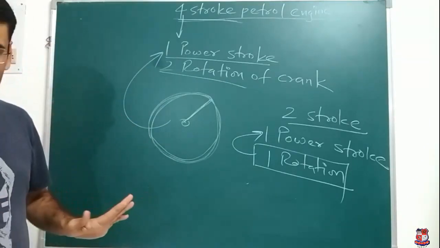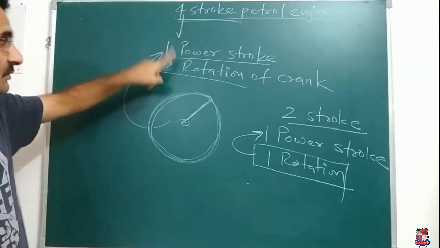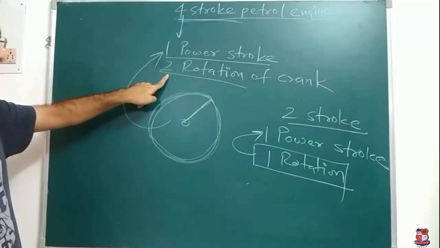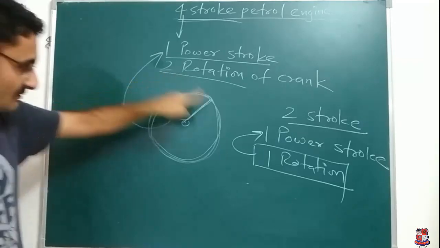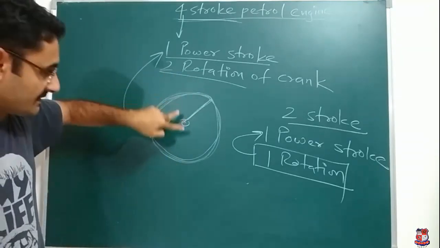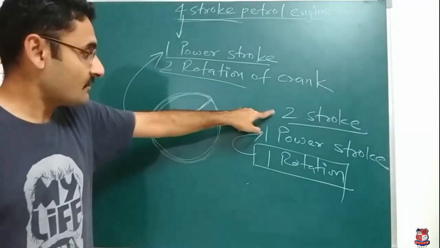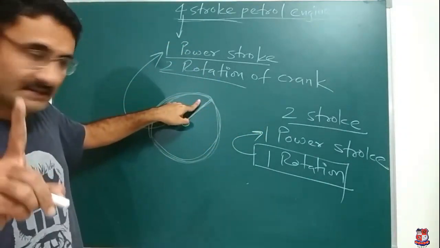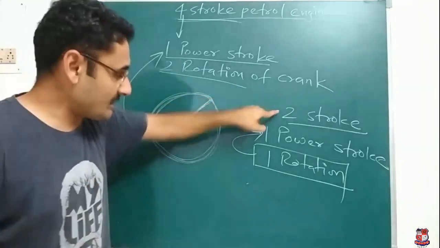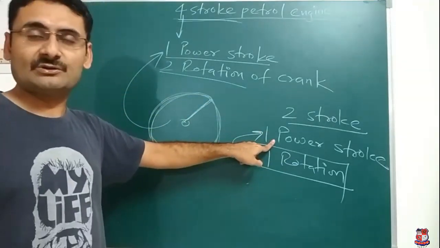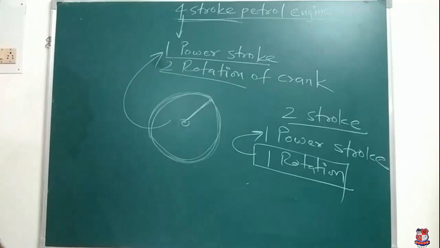So simply what you will remember: 4-stroke means you get 1 power stroke when the crank completes its 2 rotations, first rotation, second rotation. 2-stroke engine means when the crank completes its 1 rotation, within that 1 rotation the 2-stroke engine will produce 1 power stroke. So that is the basic difference between a 4-stroke engine and a 2-stroke engine.